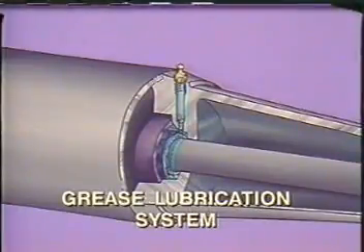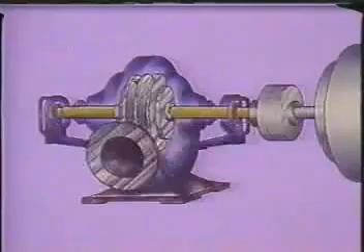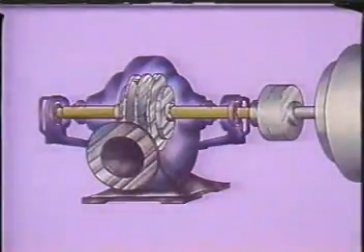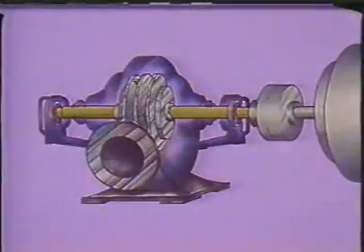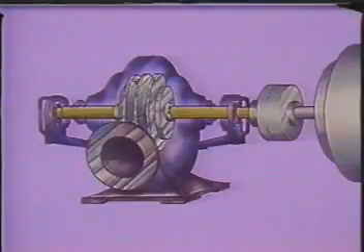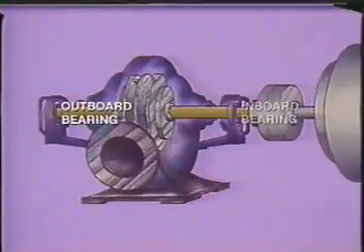Bearings may also use a grease lubrication system. The bearing housing is provided with a grease fitting, and the bearing should be greased regularly. On some pumps, usually double suction, the shaft extends through the casing. In such cases, there are bearings on the outer end of the shaft. The bearing on the outside is called the outboard bearing, and the one between the pump and the driver is called the inboard bearing.